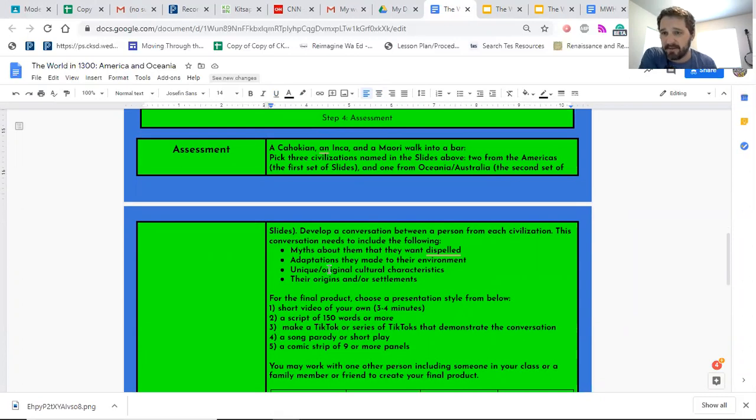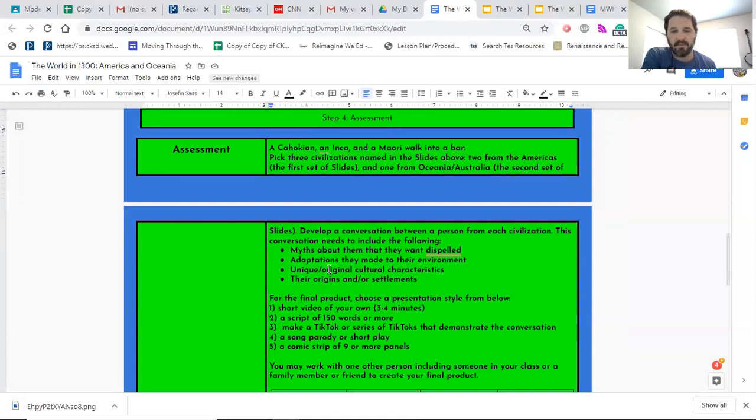Adaptations they made to their environment, unique original cultural characteristics. They all relied on different types of food sources, perhaps, and living domiciles, which would be their origins and settlements. And also, did they travel around? Did they not travel around?